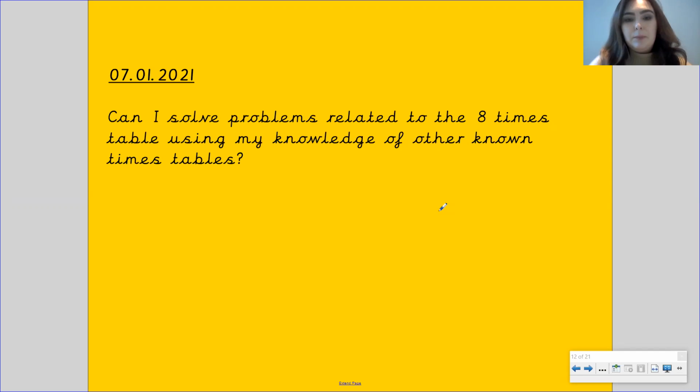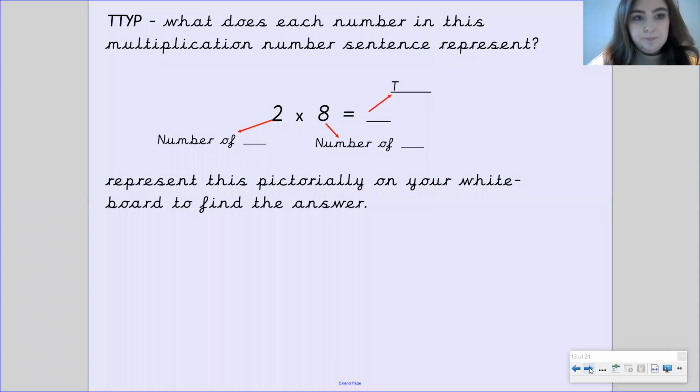Okay, well, this is your third maths lesson of the week, and our learning objective for this lesson is, can I solve problems related to the 8 times table using my knowledge of other known times tables? So I want you to have a think. What does each number in this multiplication number sentence represent? And what I would like for you to do on your whiteboard that you got in your pack before Christmas, or on a plain piece of paper, I would love for you to write this number sentence out and label it with what it is. So pause the video here and then we'll go through the answer for this one.